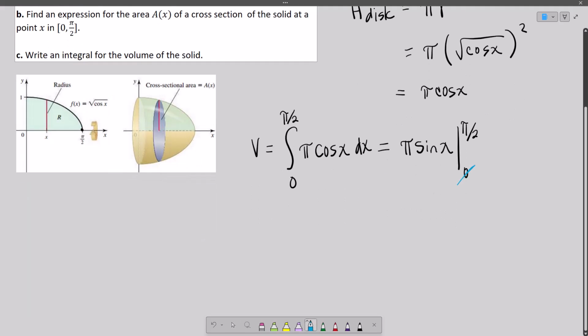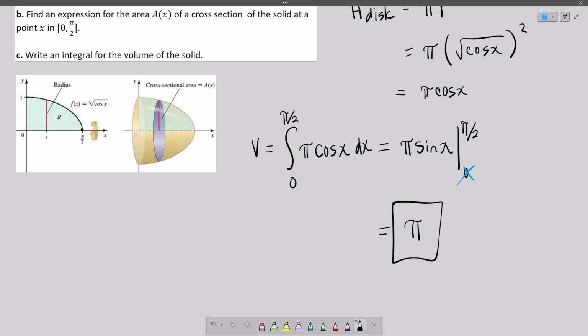0 is, once again, a non-contributor. Plug in 0, sine of 0 is 0. So we get no volume from that lower limit. We plug in our upper limit of integration, sine of pi over 2. So we're on top of the unit circle. The sine value on top is 1. 1 times pi is pi. That is the volume of our parabolic shape. So here we have pi. Again, you're thinking cubic units. We haven't been given the units, but in our mind, we're thinking of volume. So pi cubic units.